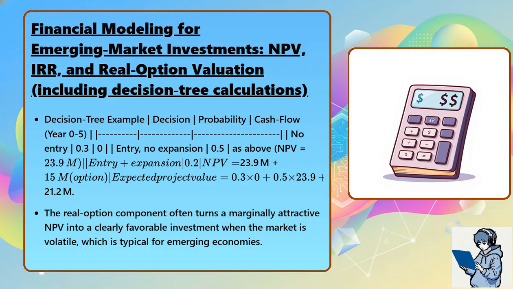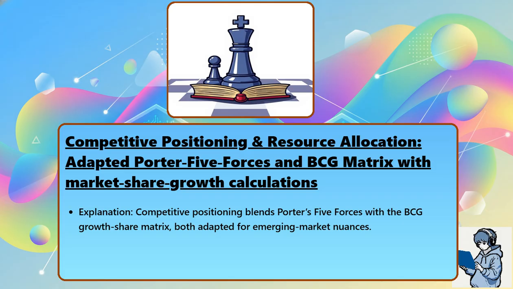The real option component often turns a marginally attractive NPV into a clearly favorable investment when the market is volatile, which is typical for emerging economies. Explanation: competitive positioning blends Porter's 5 forces with the BCG growth-share matrix, both adapted for emerging market nuances.